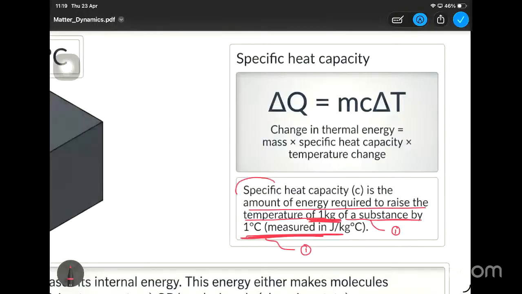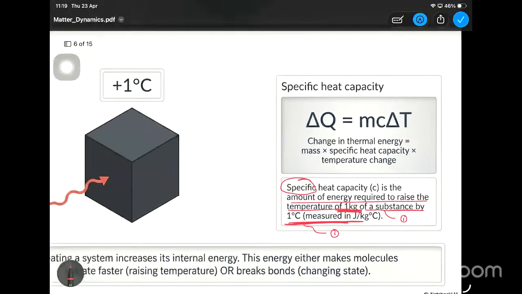Specific, you are specifying the mass there, right? If it is just the heat capacity, then it is the energy required to increase the temperature by 1 Celsius. That's all. But in this case, specific heat capacity means you are focusing on a specific mass value, so that is going to be 1 kilogram. So remember that point. I have also given this note in the theory notes, not in the textbook. So please refer to them.